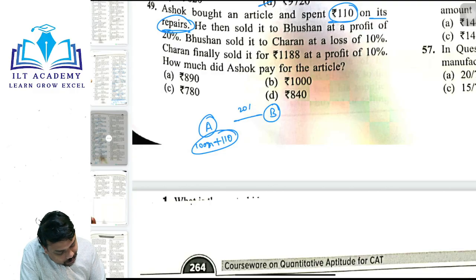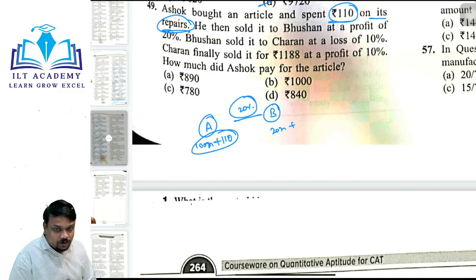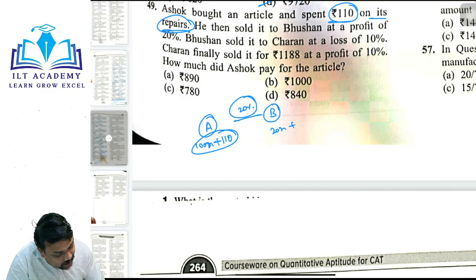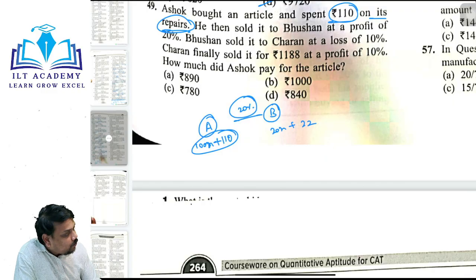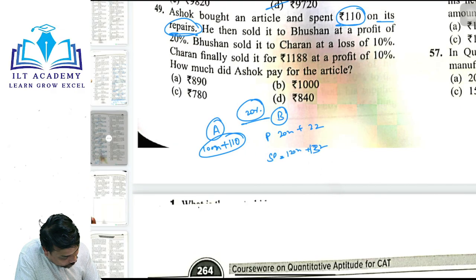So 20% means 20% of 100x is what? 20x. And 20% of 110 is how much? See, 20x, and 20% on 110 will be what? 22. So that is the profit. So selling price will be what? 120x plus 22, 132. Any doubts?